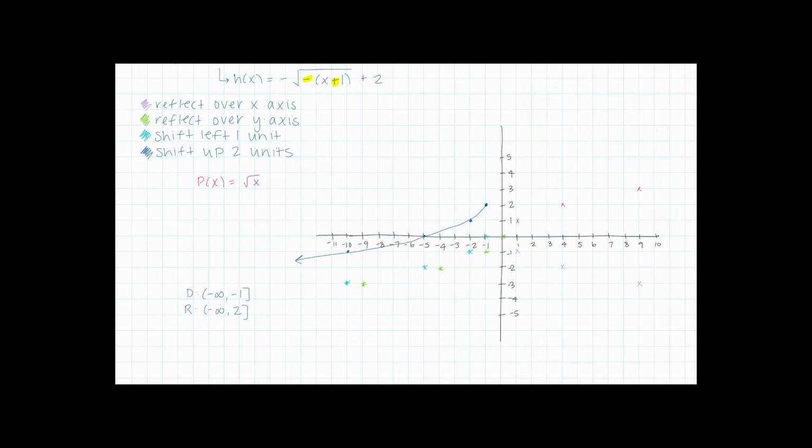So two important takeaways: reflect, then shift. For horizontal reflections, always make sure to factor out that reflection so that you can see which way we shift. Okay, and that's it.